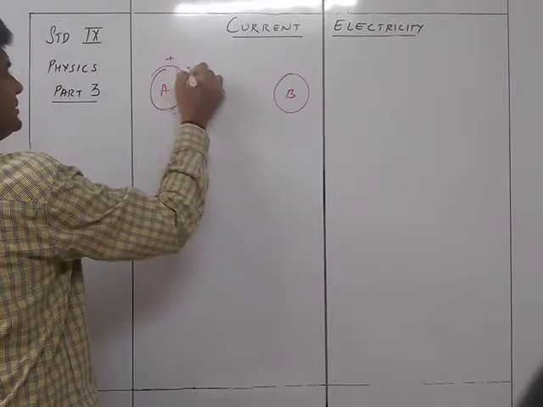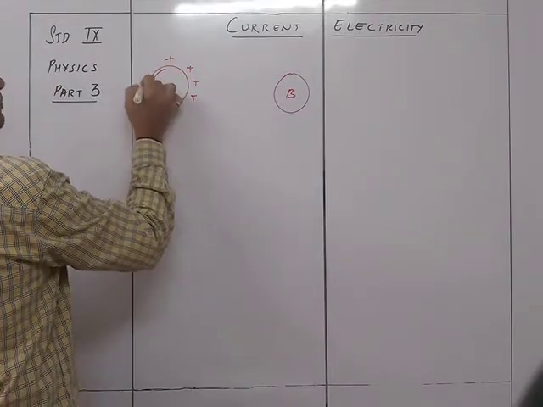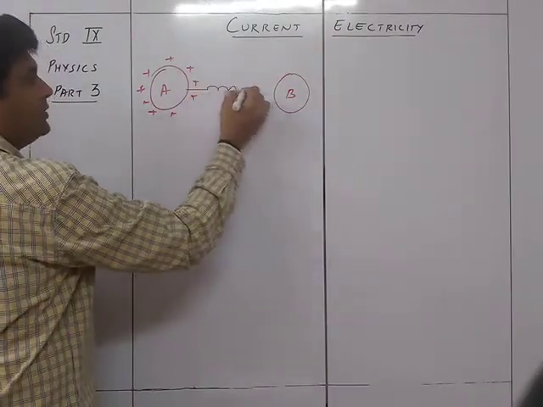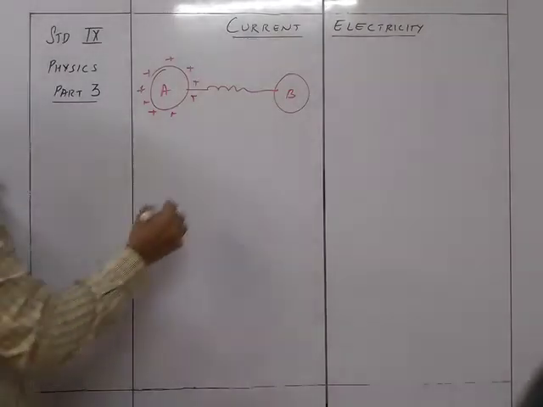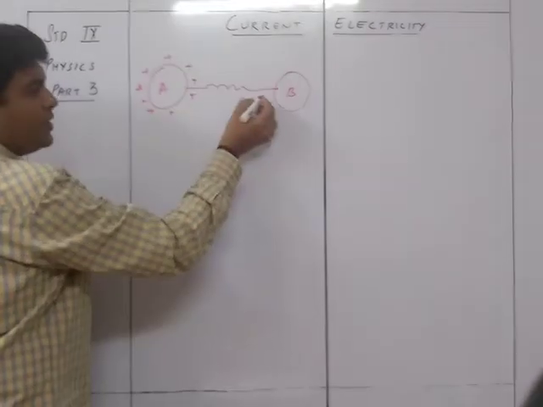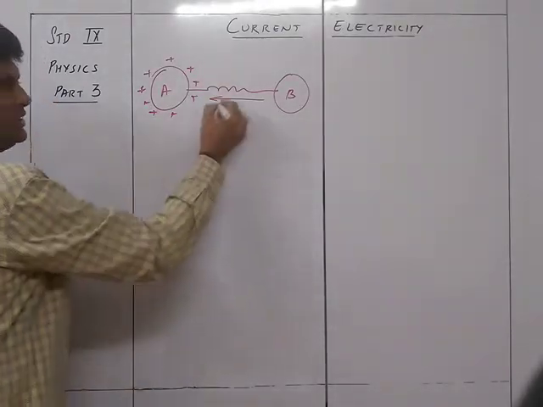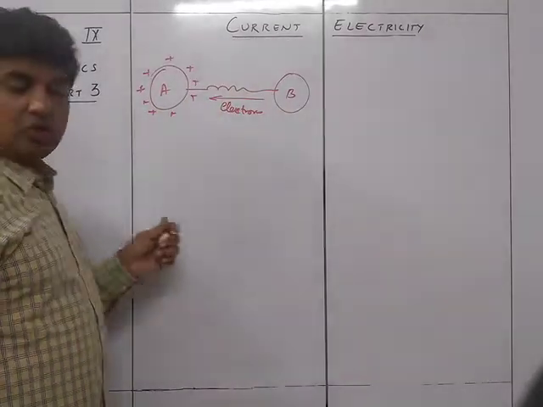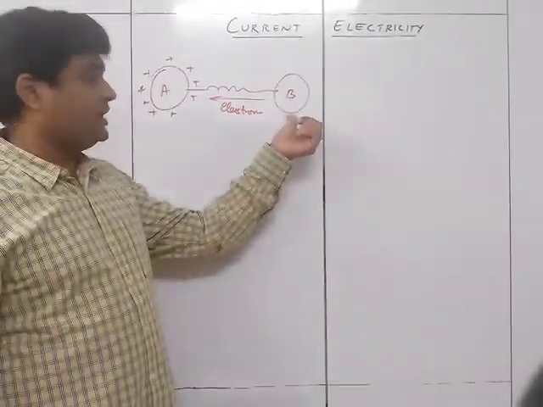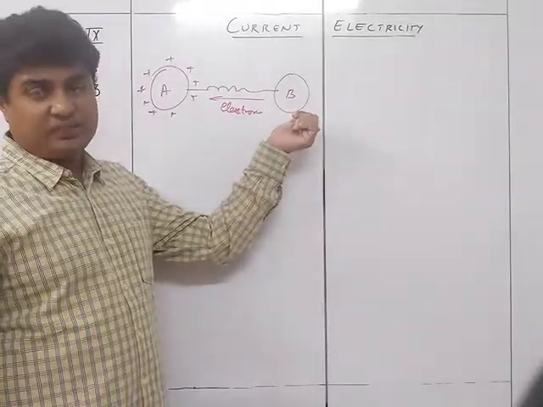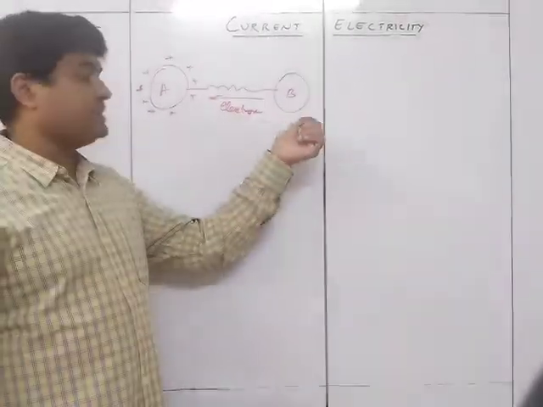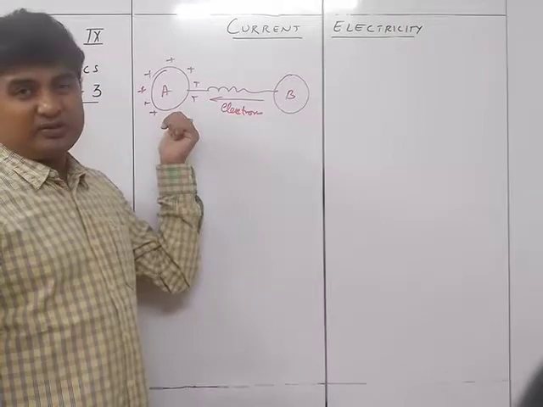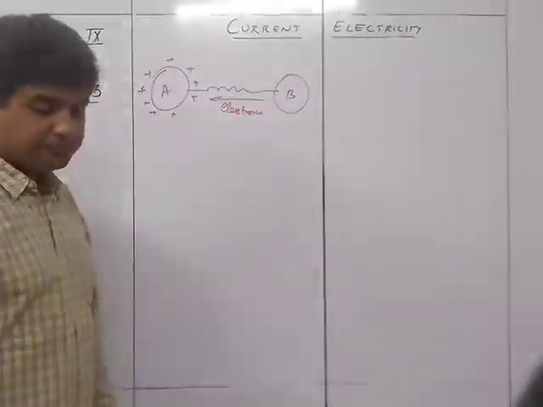Now if this is positively charged, and if I connect this with a wire to this B, it will be seen that because this is positive charge, the electrons are going to move from here to here. So this is the flow of electrons. Electrons are going to move from B to A. So this is a positively charged conductor and this is an uncharged conductor. Even if it is uncharged or negatively charged, the electrons are going to flow from here to here because this is positively charged. So it is attracting the electrons towards itself.